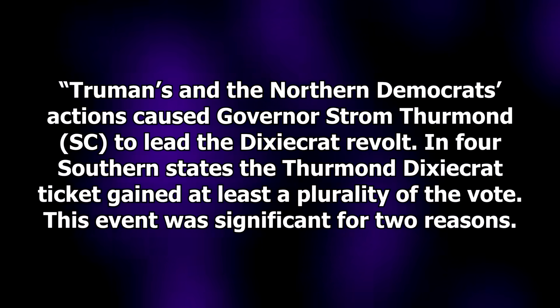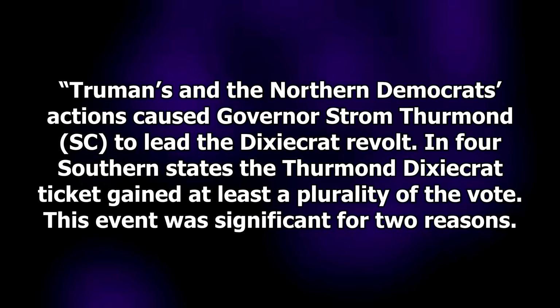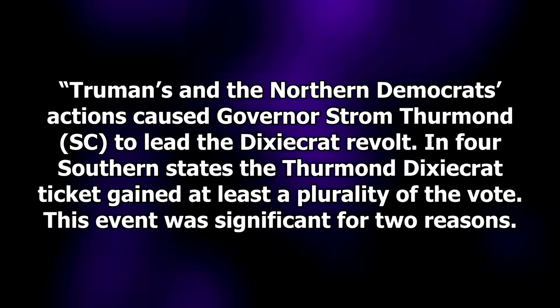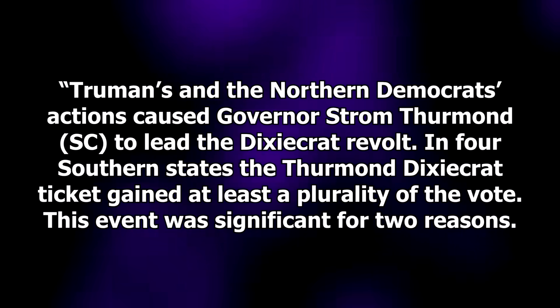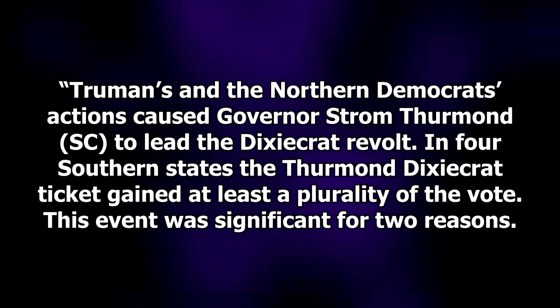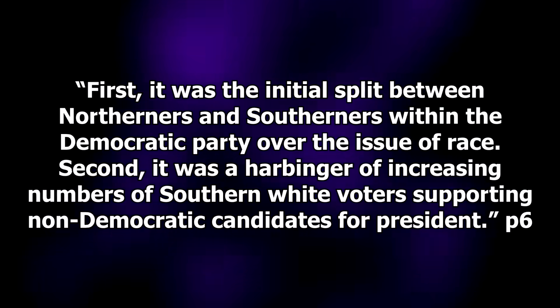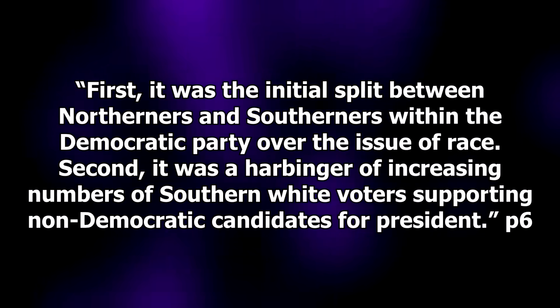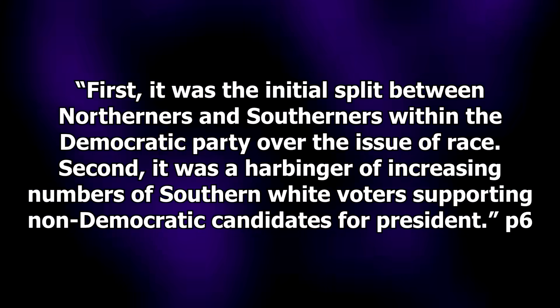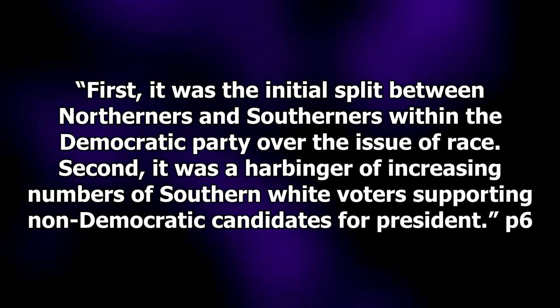Truman's and the Northern Democrats' actions caused Governor Strom Thurmond of South Carolina to lead the Dixiecrat Revolt. In 4 Southern states, the Thurmond-Dixiecrat ticket gained at least a plurality of the vote. This event was significant for 2 reasons. First, it was the initial split between Northerners and Southerners within the Democratic Party over the issue of race. Second, it was a harbinger of increasing numbers of Southern white voters supporting non-Democratic candidates for president.